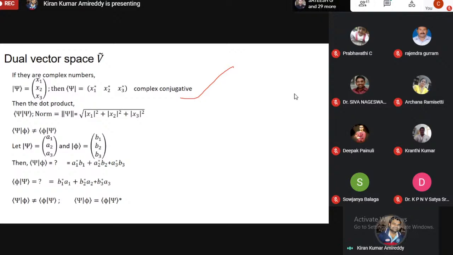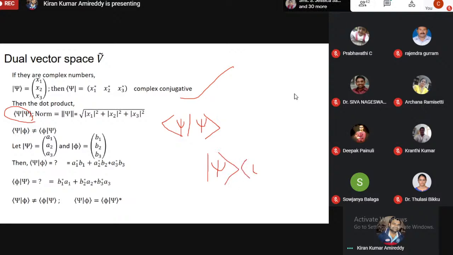So then we can find out their inner product like this. Suppose we are writing this, we have a ket psi. If we write a bra psi next to that, we call this an inner product. This can also be possible.